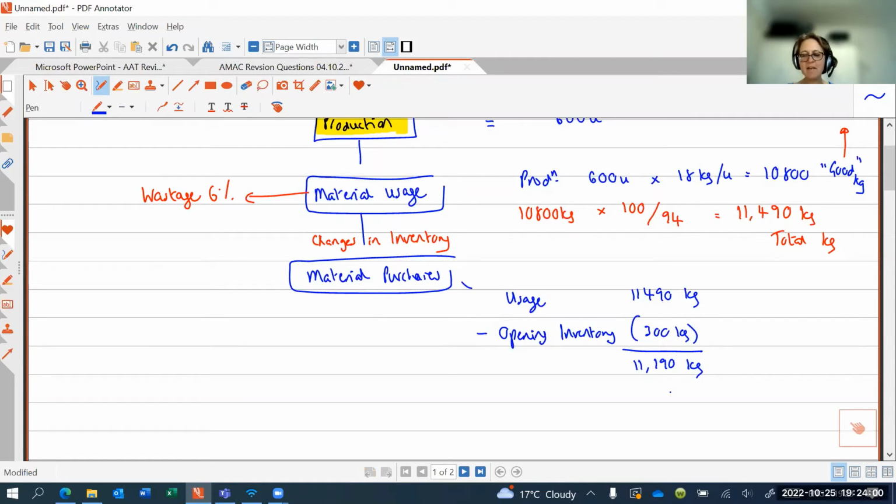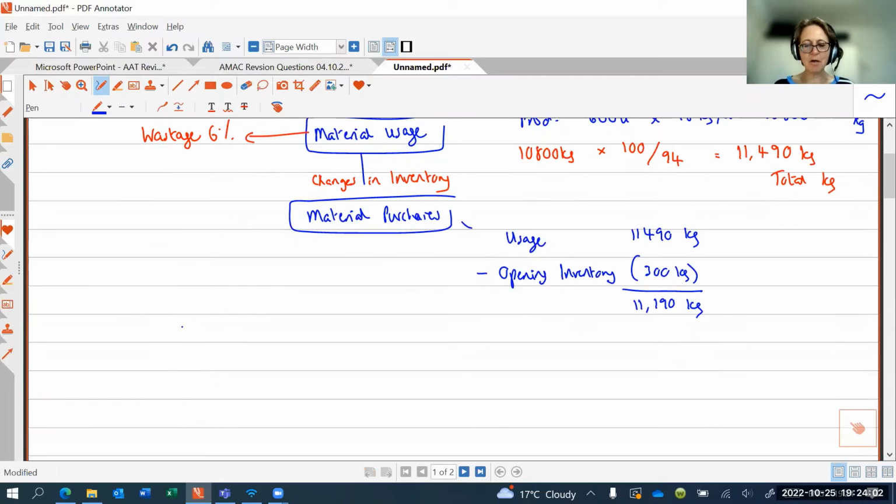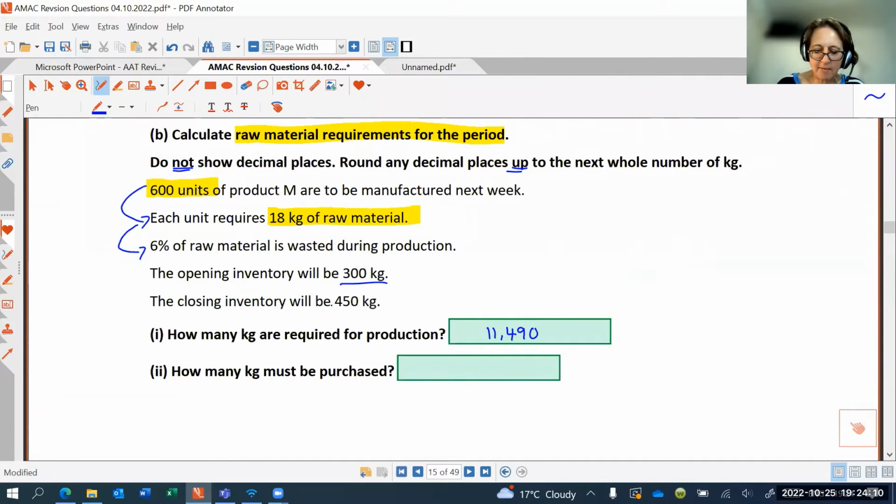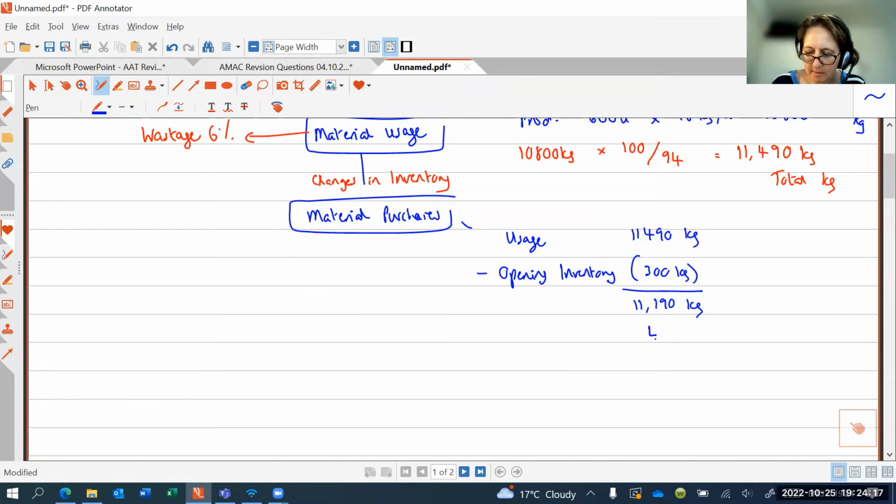But we're not quite finished because the question went on to say, yes, you can use up that opening inventory and therefore not buy it, but you do need to have some closing inventory. So you've got some kilograms ready for next week. Otherwise, you start next week, you've got no work to do because you've got no materials. So you actually need to then buy extra just to add into your closing inventory.